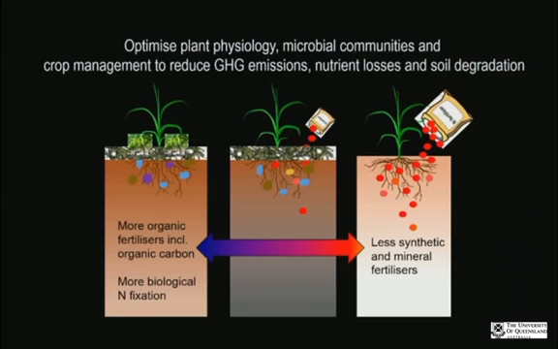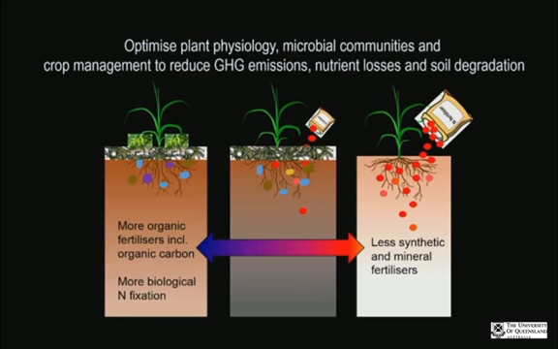And really, in summary, this is optimizing the physiology of the plant, the microbial communities, and crop management to really nail down the greenhouse gas emissions and nutrient losses, and soil degradation, which is another topic that I didn't want to weave into this, but that's been plaguing the agricultural industry and is intricately linked to these nutrient losses that we talk about. So more fertilizer is needed if the soil isn't delivering very well.